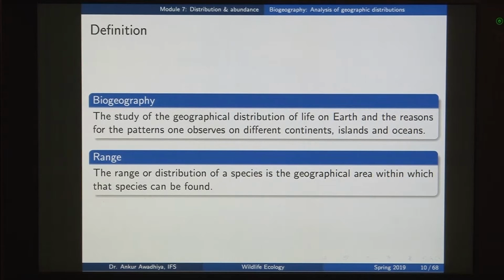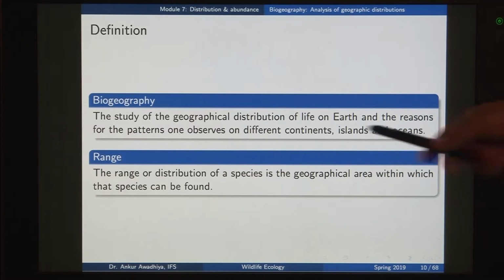Biogeography is the study of the geographical distribution of life on earth and the reasons for the patterns one observes on different continents, islands and oceans. Essentially it asks why certain species are found in certain areas, and it also tries to document which species are found in which areas. So, it is a cataloging of different species in different areas and the reasons. Not only do you catalog, but you also ask what is the reason behind a particular geographical distribution.